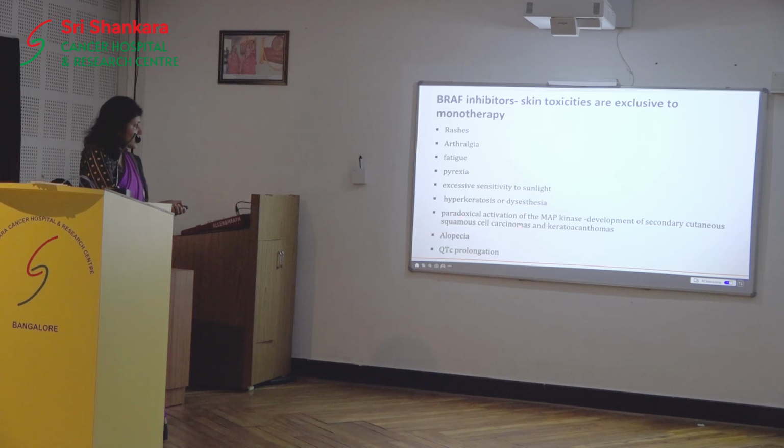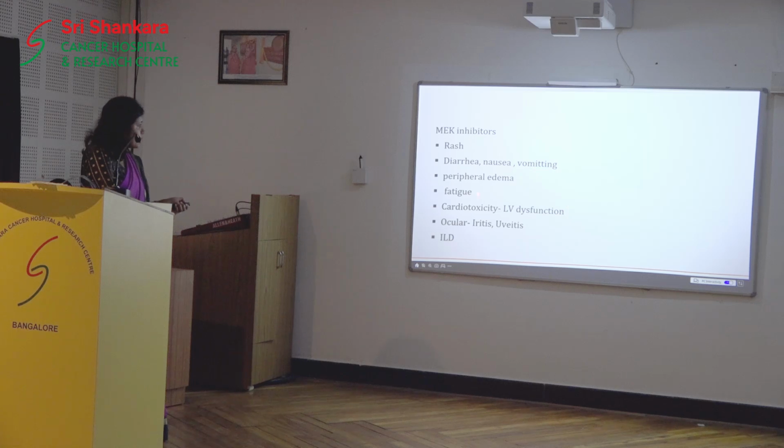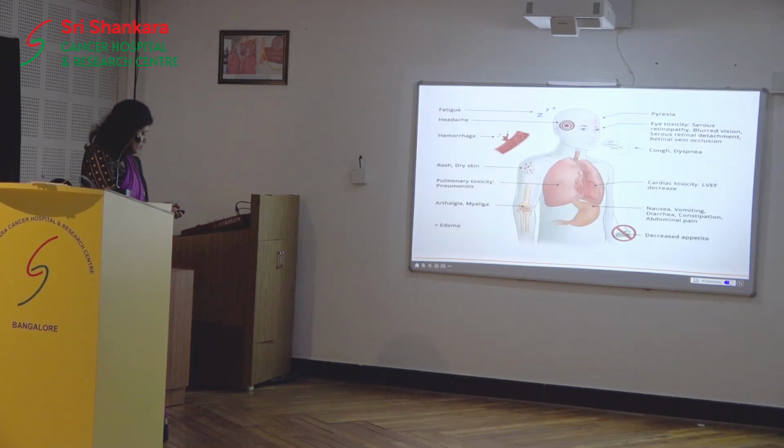They cause paradoxical activation of the MAP kinase pathway and development of secondary cutaneous squamous cell carcinomas and keratoacanthomas. That is how BRAF inhibitors alone fell out of place, and that is when now we prescribe it always with MEK inhibitors. They also can cause alopecia and QTc prolongation. So if you're talking about MEK inhibitors, they in addition cause GI toxicity, diarrhea, nausea, vomiting, cardiotoxicity, LV dysfunction, ocular iritis, uveitis, and pneumonitis. So this is again a capsule. You have fever, eye toxicity, lung toxicities, cardiac toxicities, and GI toxicities.